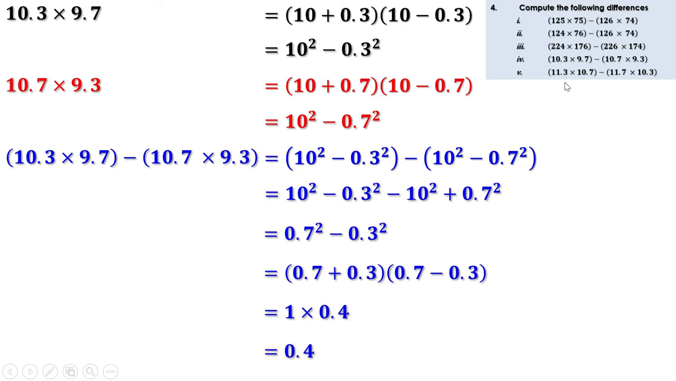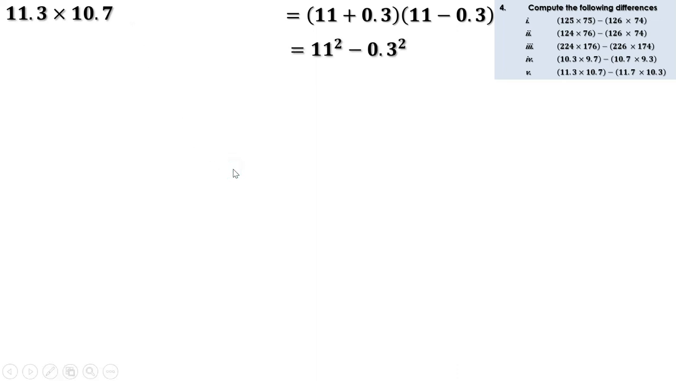Fifth part is 11.3 into 10.7 minus 11.7 into 10.3. Let us multiply 11.3 by 10.7 at first. This is 0.3 more than 11, and this is 0.3 less than 11. So this can be written as 11 plus 0.3 into 11 minus 0.3, and that is equal to 11 square minus 0.3 square.